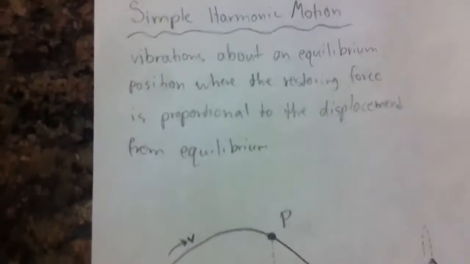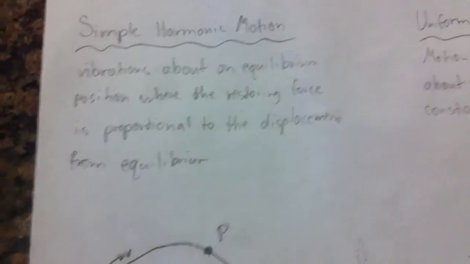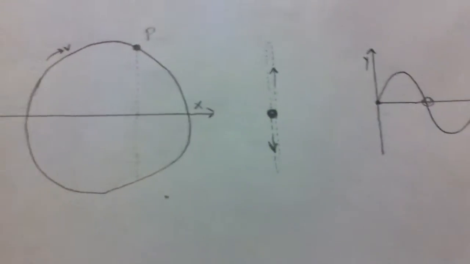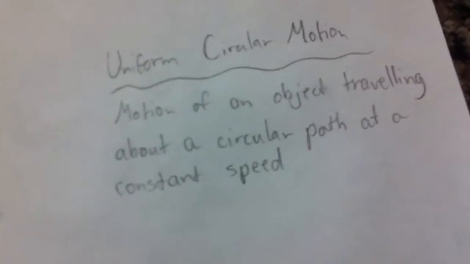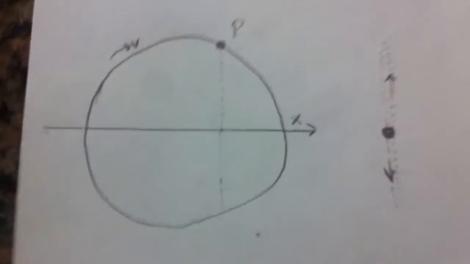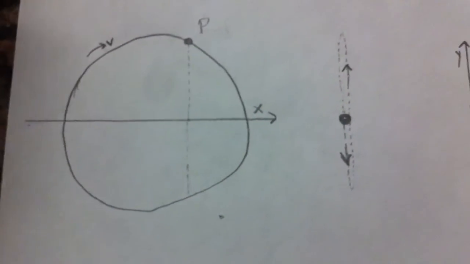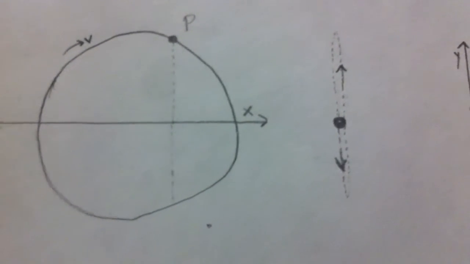Now also it says that there has to be some type of restoring force, and that restoring force is actually going to be the velocity. Now it says up here that it has to have a constant speed. Good thing for us, speed is scalar, so it's just the magnitude, but velocity is a vector. It has magnitude and it has direction.